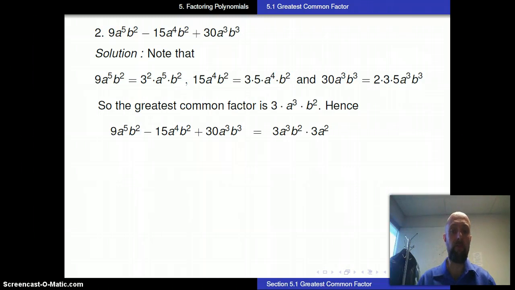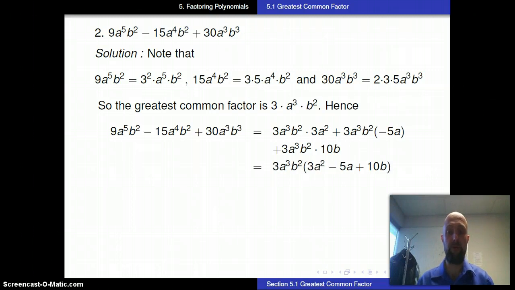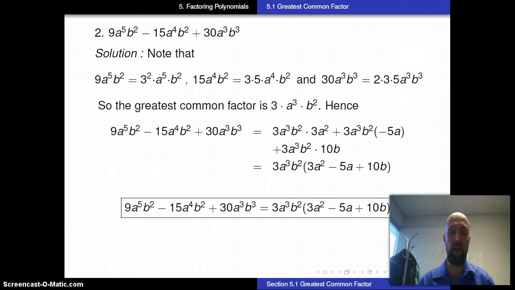Next, we factor out the greatest common factor out of each term. Out of 9a to the 5th b squared, we get 3a cubed b squared times 3a squared. For negative 15a to the 4th b squared, we get 3a cubed b squared times negative 5a. For 30a cubed b cubed, we get 3a cubed b squared times 10b. Next, we factor out 3a cubed b squared out of every single term, and we are left with 3a squared minus 5a plus 10b, which is our final answer.